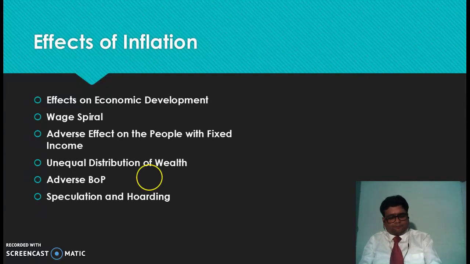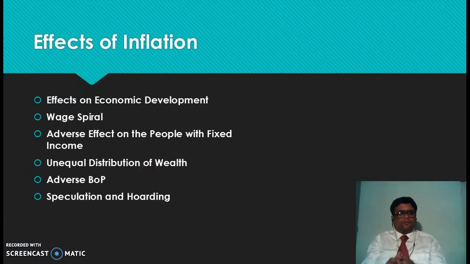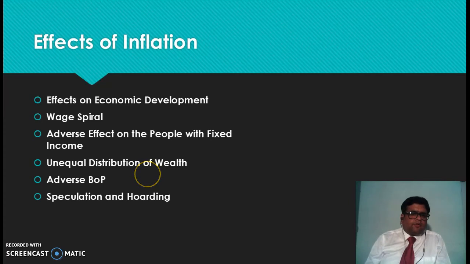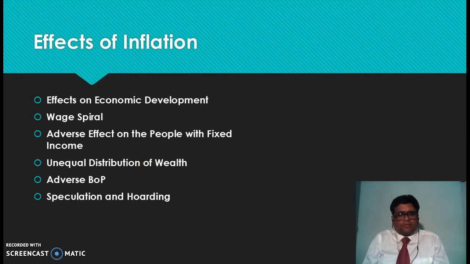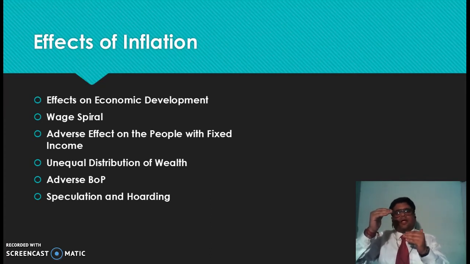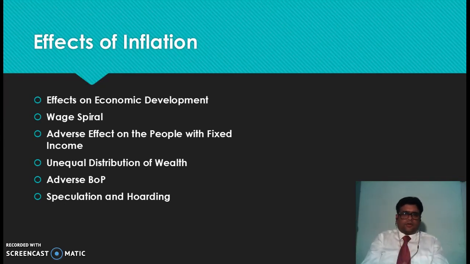Then comes the adverse effect on people with fixed income. No need to explain this point, guys. It is very simple. Income is fixed, but inflation is increasing. People who are getting fixed income, like pensioners or any other stratum of our population, will definitely have their interests hampered, and that will definitely affect their lifestyle as well.